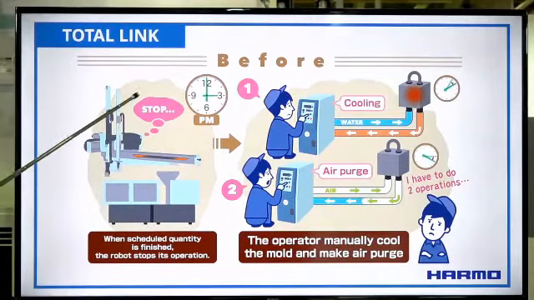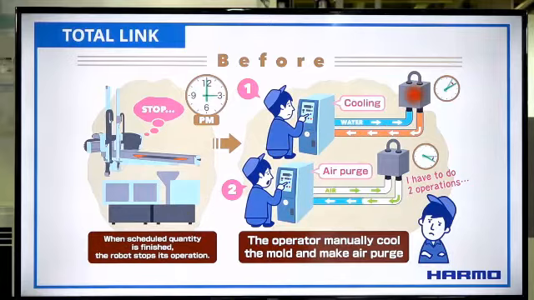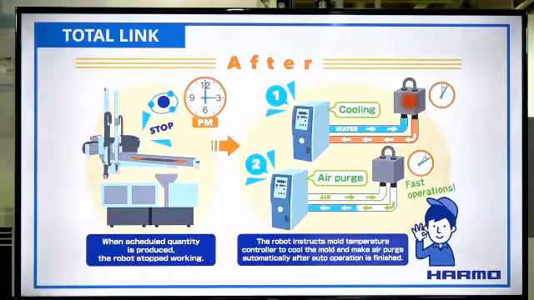Of course, the mold is hot, so the operator has to cool it. Then he has to do air purge to reduce the moisture inside the hose. However, with Total Link, these operations can be really easy.